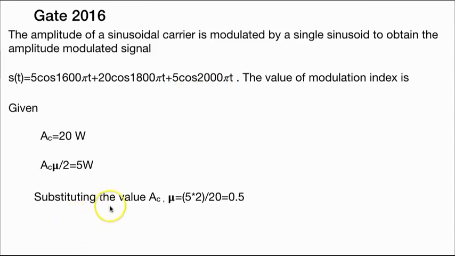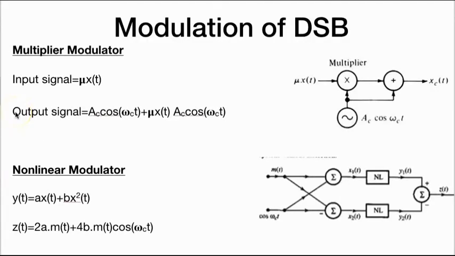Now substituting the value of AC, we'll get mu equals 0.5. Now this is a very simple 2016 1 mark question. Now again moving forward, the modulation of DSB. There are different techniques which are helpful in modulating AM signals.